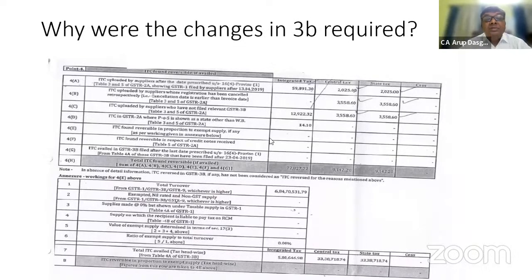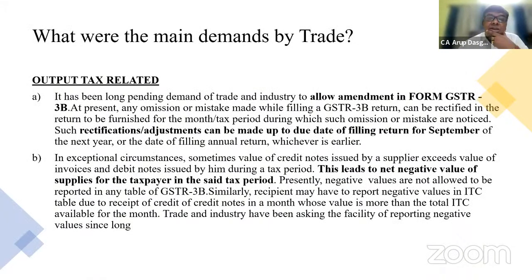So what happened? After all these requests it went to the GST Council. In the 39th GST Council, they took a decision that we will align the forms. So what was the demand in the output tax related part? Allow amendment in form GSTR 3B. Because at present only the omissions or mistakes in 3B can be rectified in the returns till the last due date of September only. So after September, then what do we do?